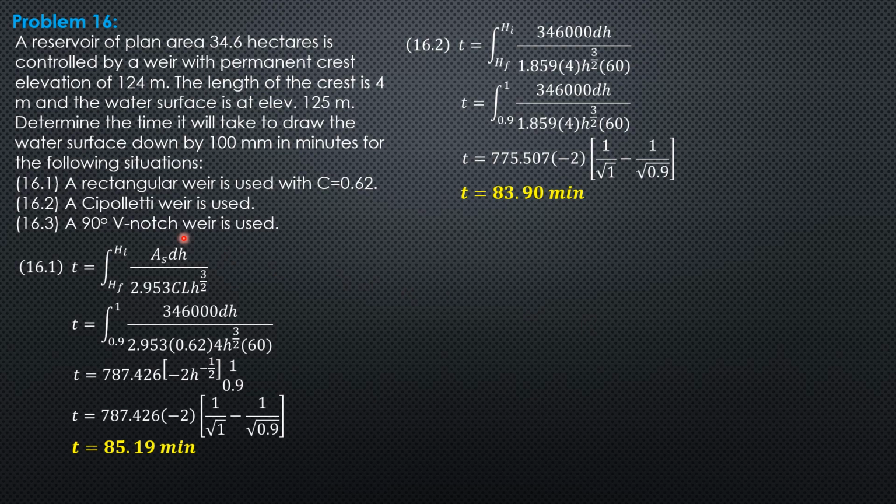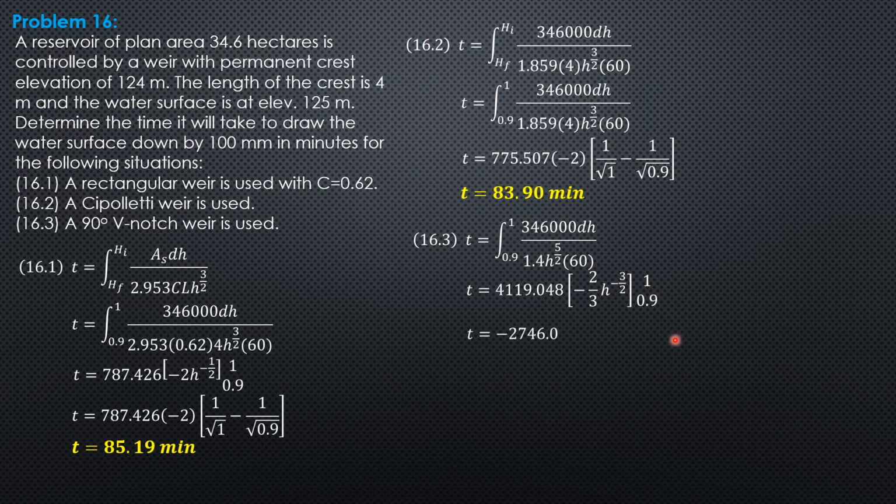So the formula for discharge over a 90-degree V-notch weir is 1.4 head to the 5 halves. So time therefore is integral from 0.9 to 1 of 346,000 dh over 1.4 h to the 5 halves. Then introduce another constant 60 to convert it to minutes. So 4,119.048, that's the constant. The integral of dh over h to the 5 halves is integral of h to the negative 5 halves dh, which is h to the negative 3 halves over negative 3 halves, and the reciprocal of negative 3 halves is negative 2/3. That's why the integral is negative 2/3 h to the negative 3 halves from 0.9 to 1.